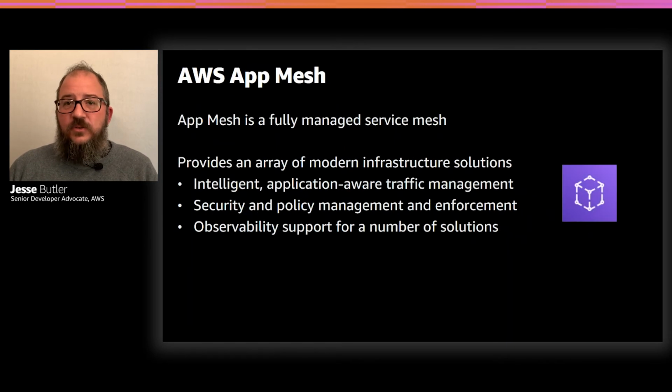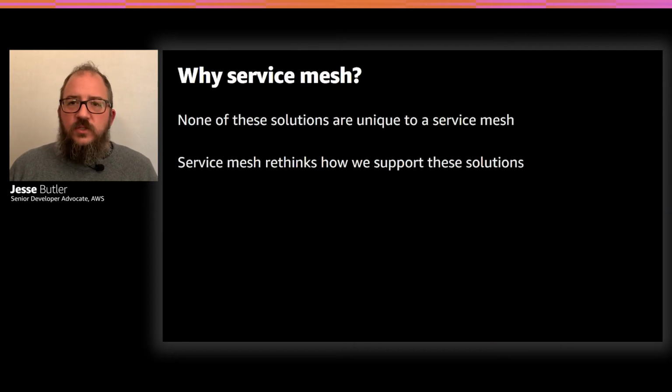So that leads us into one of the managed services that I think can play a crucial role, that's AWS App Mesh. App Mesh is a fully managed service mesh, and it provides a ton of solutions and automations and features around traffic management and granular, application-aware intelligent routing, but also in security and observability. It offers a lot. And a lot of these things aren't new to service mesh, right?